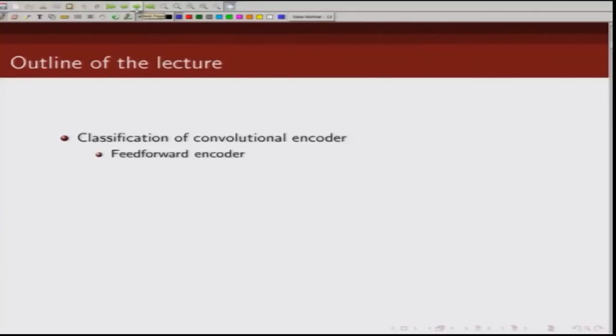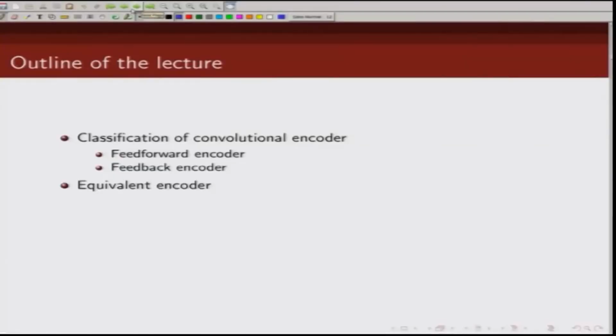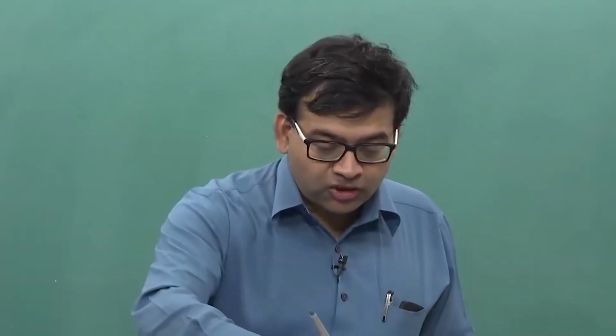So, as I said, first we will talk about convolutional codes, and in this we are going to talk about a classification based on types of connections between the input and output of the convolutional encoder. In this regard, we are going to talk about what we mean by feed forward encoder and feedback encoder. Then we are going to introduce a classification based on what the output bits are, whether the information bits directly appear in the output or not. Based on that, there will be a classification of convolutional codes.